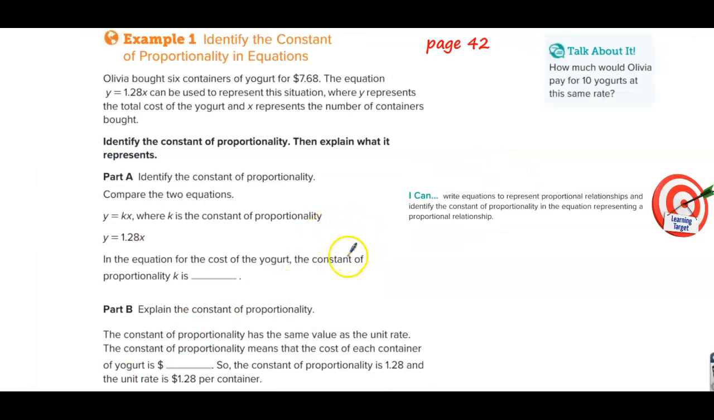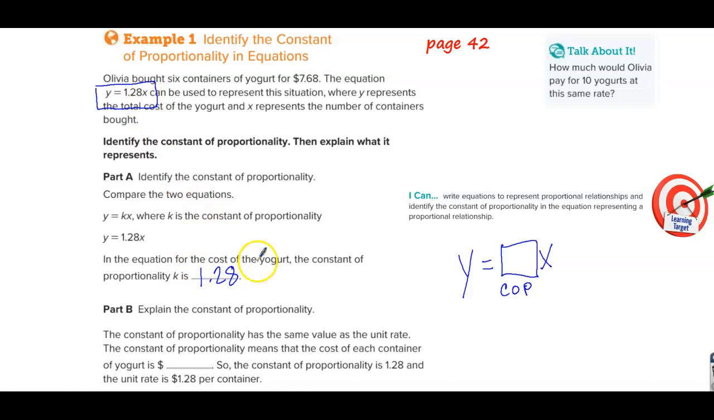Okay, example 1, they're going to give you an equation and ask you to identify the constant of proportionality. Remember that all the equations are y equals some number times x, and this is your constant of proportionality. So here it says Olivia bought 6 containers of yogurt for $7.68. The equation y equals 1.28x can be used to represent the situation. So what's the constant of proportionality? It's always the number in front of the x, okay? So the constant of proportionality is 1.28.